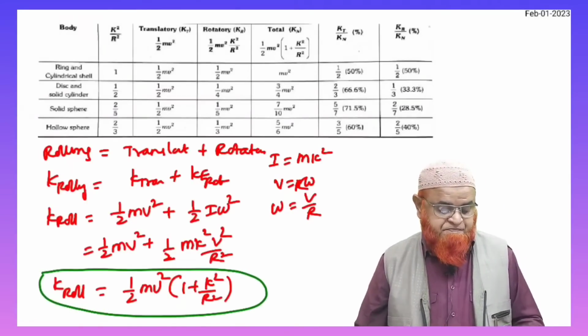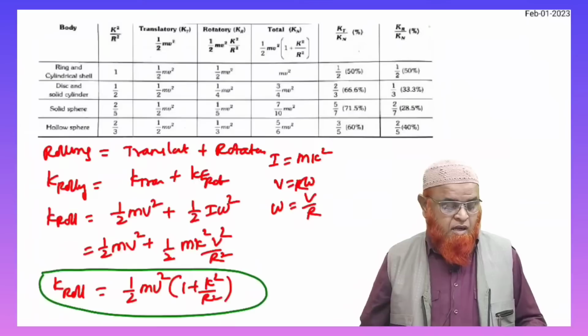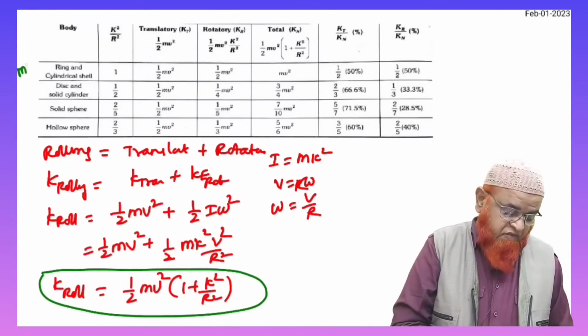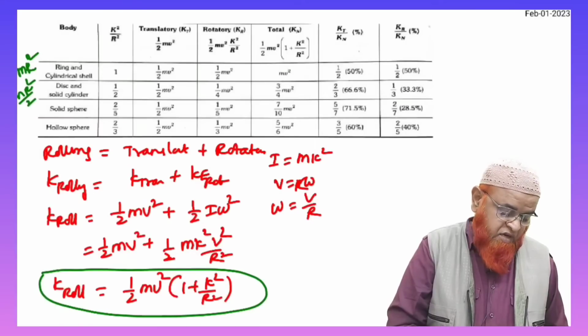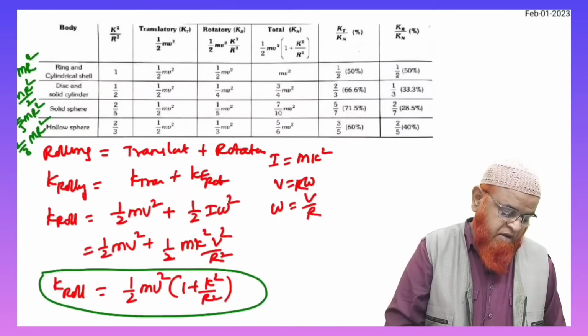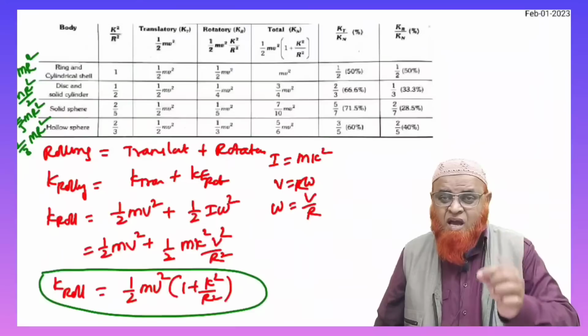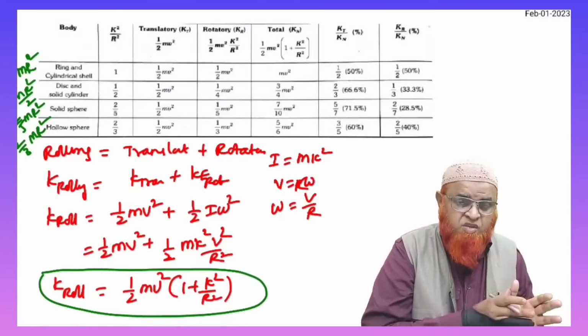Then you all know that there are four rolling bodies: ring or hollow cylinder, or cylindrical shell, which has a moment of inertia of mr square; disk, which has mr square by 2; solid sphere, which has 2 by 5 mr square; and hollow sphere, which has 2 by 3 mr square. So what is the meaning of k square by r square? K square by r square is nothing but the coefficient of mr square of the body considered.